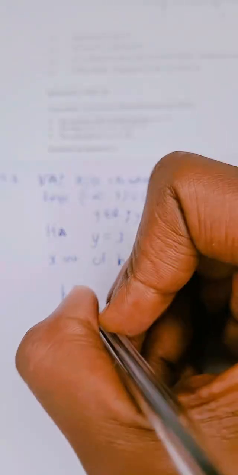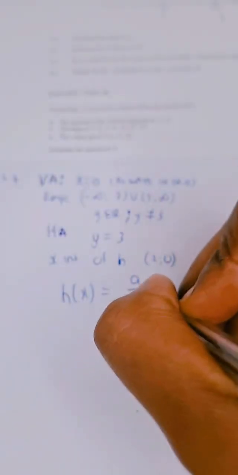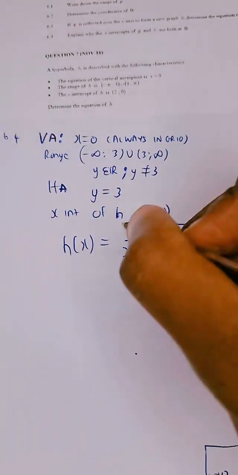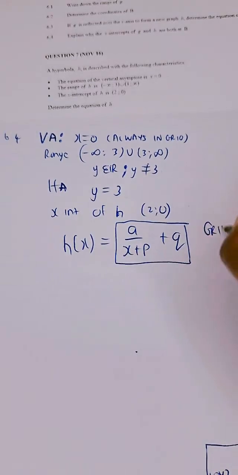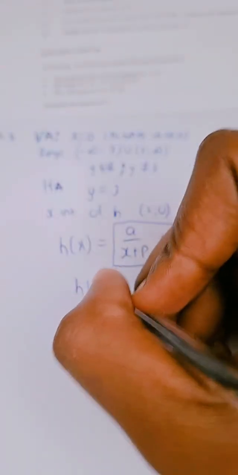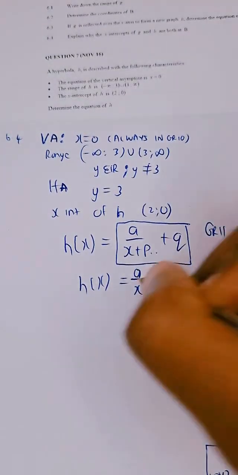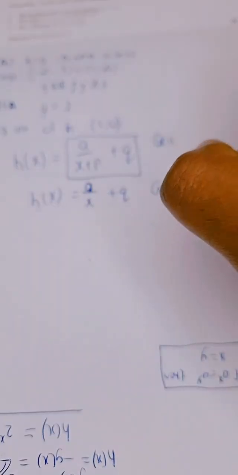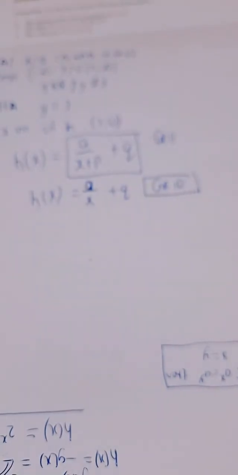Now remember, guys, that a hyperbola function is given in this form in grade 11. But in grade 10, we don't have the p. So in grade 10, this is the form of the function: y is equal to a over x plus q. Hope that makes sense.